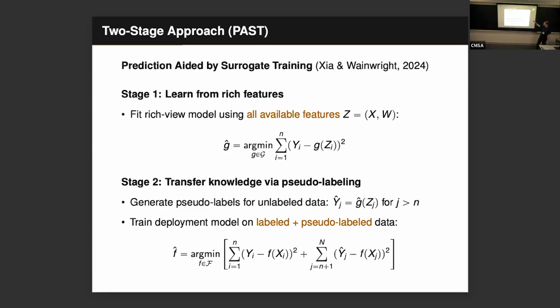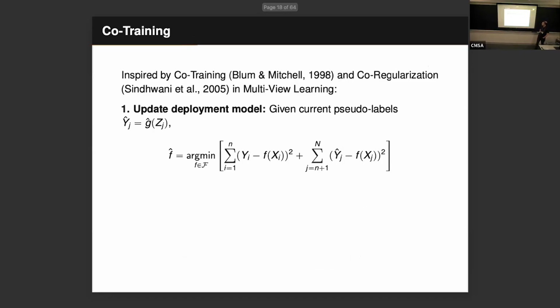Okay, so this is what they did, and I want to talk about some issues with this, with a data example. But I first want to tell you about what we propose, which is a variant of this, but it's a little bit more general.